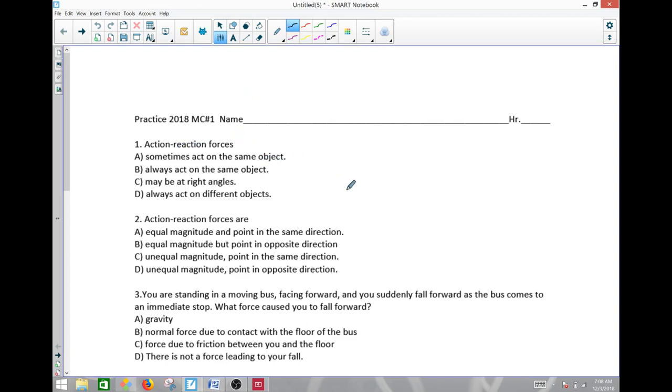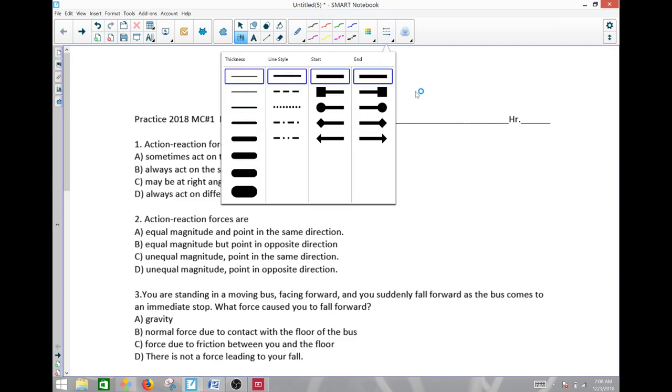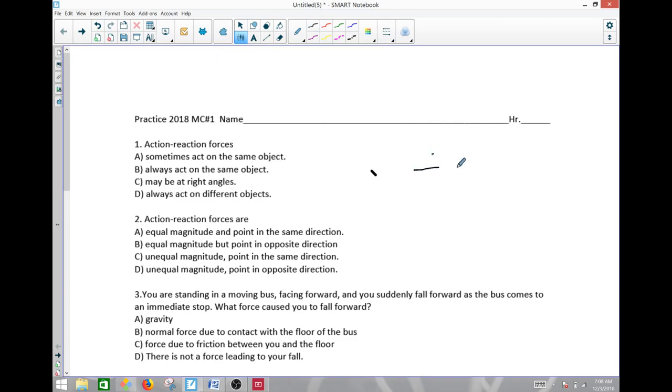Action and reaction forces. This is one of Newton's laws: every action has an equal and opposite reaction. If you have a skateboard and you want the skateboard to go this way, you can't push on the skateboard to go this way. You need to push on some other object, like the ground, in the opposite direction. So the magnitude of these forces will be equal, in opposite directions, and on different objects. So that's this answer right here.